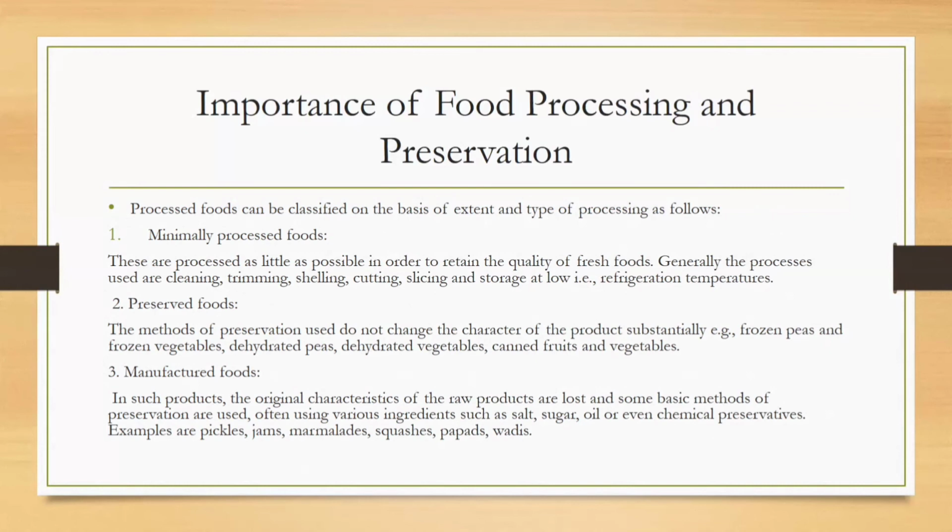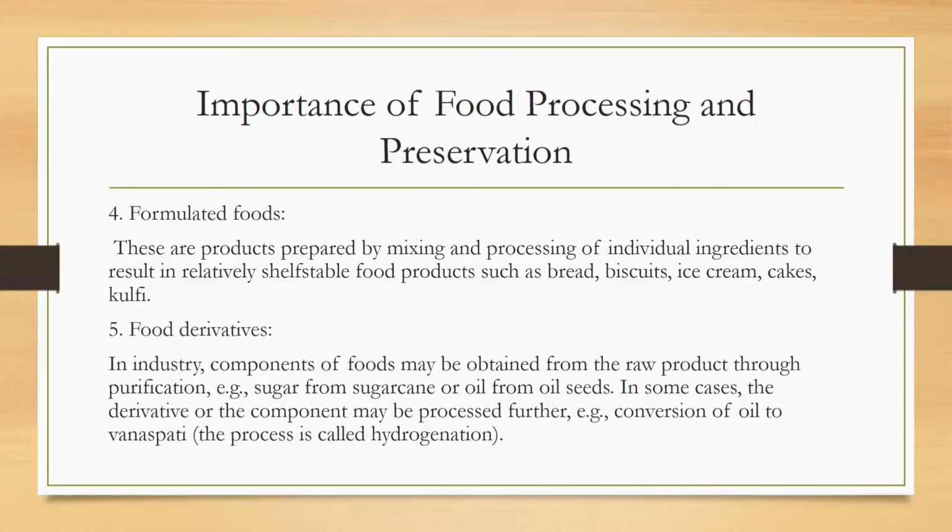Next is manufactured foods. In such products, the original characteristics of the raw products are lost, and some basic methods of preservation are used, often using various ingredients such as salt, sugar, oil, or even chemical preservatives. Examples of such products are pickles, jams, papads, etc. These are products prepared by mixing and processing of individual ingredients to result in relatively shelf-stable food products such as bread, biscuits, ice creams, etc.